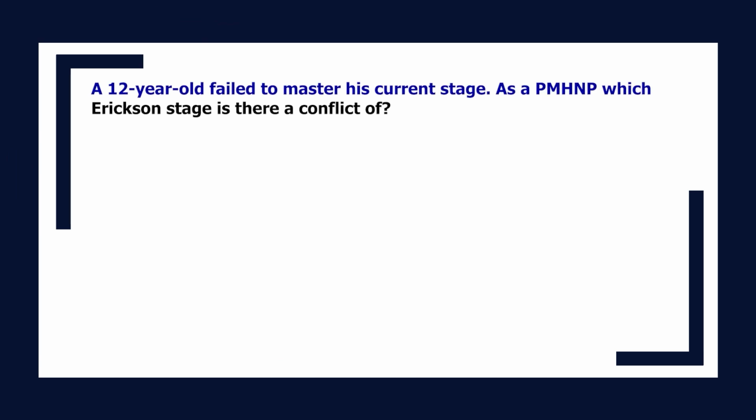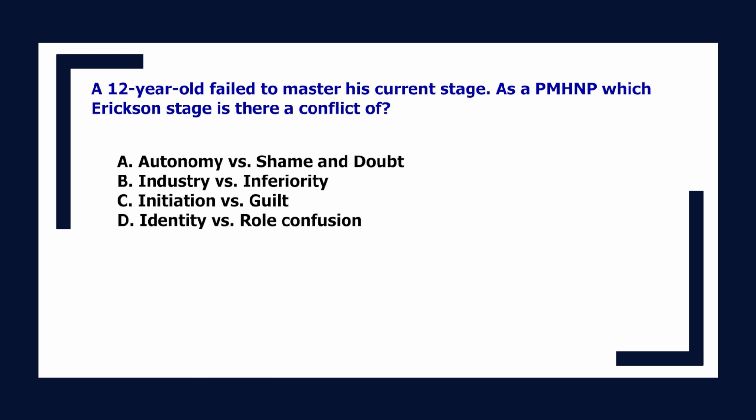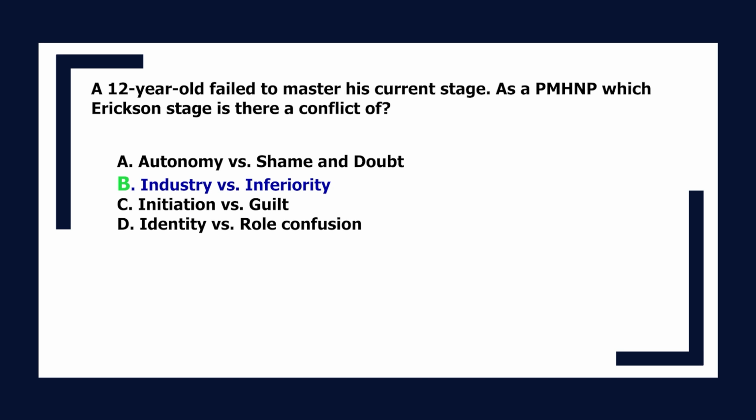A 12-year-old failed to master his current stage. As a PMHNP, which Erikson stage is there a conflict of? A. Autonomy versus shame and doubt. B. Industry versus inferiority. C. Initiation versus guilt. D. Identity versus role confusion. The answer is B. Industry versus inferiority.